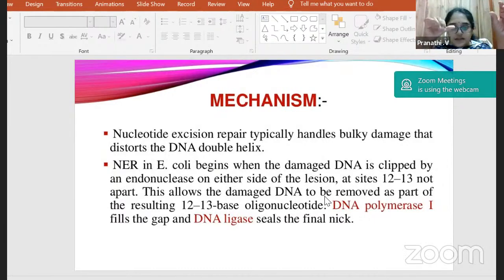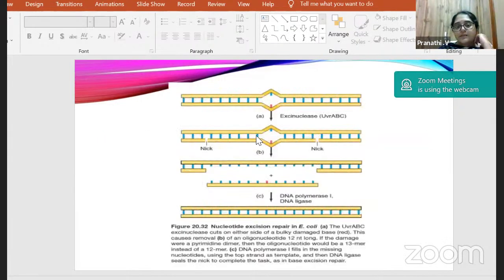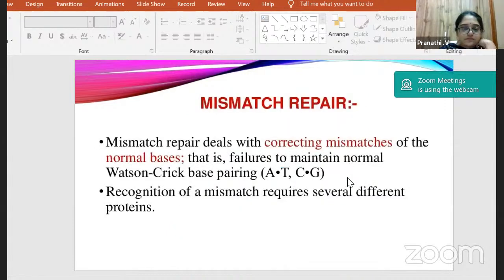Then DNA polymerase comes in, fills the gap, and then DNA ligase seals the nick. So you have an exonuclease. Then this is the nick over here. Right from here it starts, and this part is excised. Then DNA polymerase and ligase come, and they fill up the gap that is present.